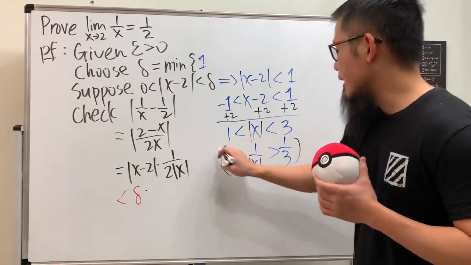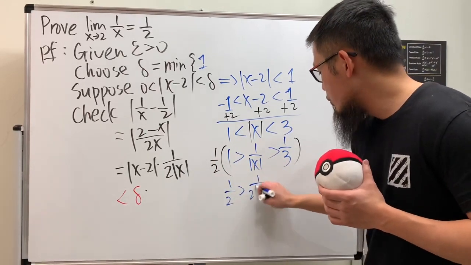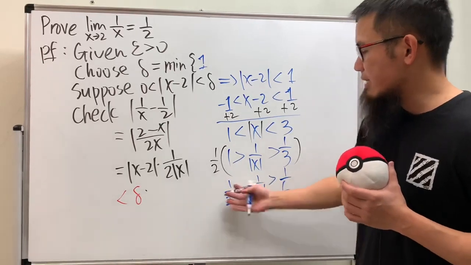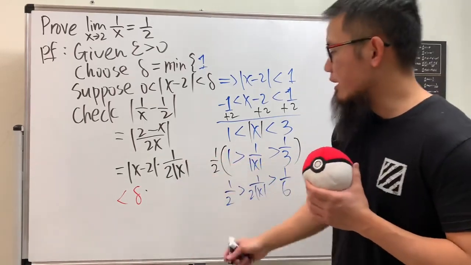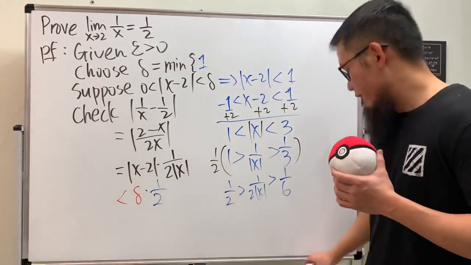So let's multiply everybody by 1/2. As you can see, this right here becomes 1/2 is less than 1 over 2 absolute value of x, and that's less than 1 over 6. Of course, you can see the bound, this right here is less than 1 over 2. So we can just come here and write down 1 over 2. That's very nice. Haha, very nice, huh?